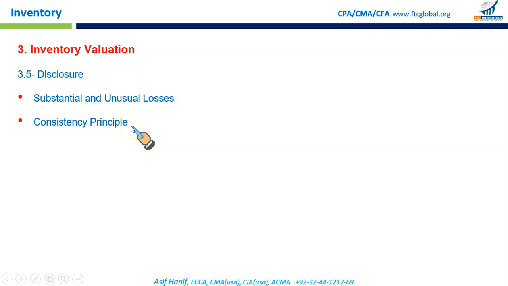Then the second disclosure is the consistency principle, which means the method of valuing inventory should remain the same from period to period. If you're using LIFO, you keep on using LIFO. If you're using FIFO, you keep on using FIFO. If there is a change in method from FIFO to LIFO or whatever method, this change should be disclosed in the financial statements. If the change in the valuation method has a material effect on your income, this must be clearly disclosed, because we don't want to cheat our shareholders. They need to know the whole story.